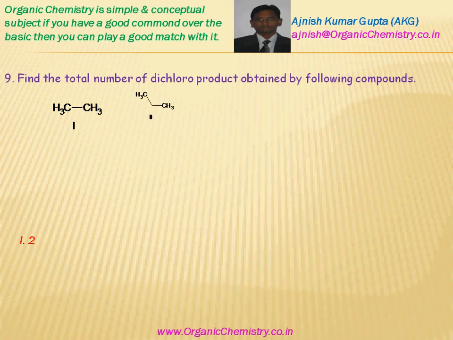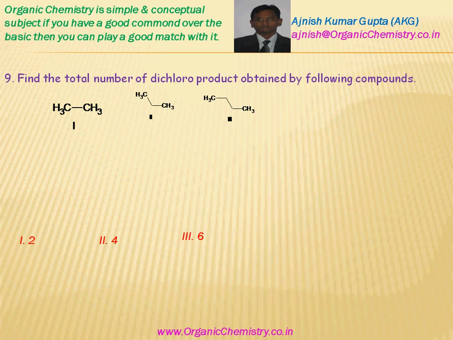For propane, the answer is 4. One for 1,1, another 1,2, another 1,3, and the fourth one is 2,2. This is 1, 2, 3. So 1,1, 1,2, 1,3, and 2,2. So the answer is 4.